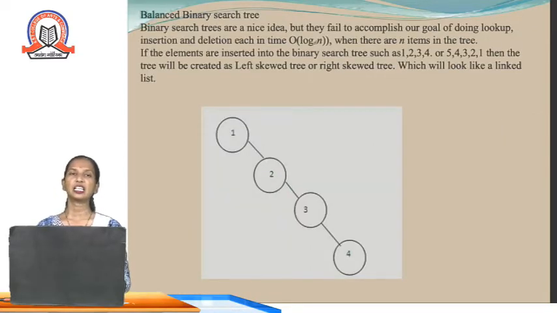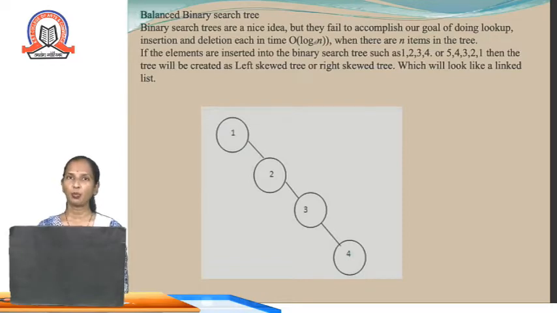Now there is a next concept, the balanced binary tree or balanced binary search tree. When we say a binary search tree is created, the elements inserted will have some structure. If the root node has the value 10, then the left subtree will have values less than 10, and the right subtree elements will be greater than 10. Fine, that is your binary search tree.